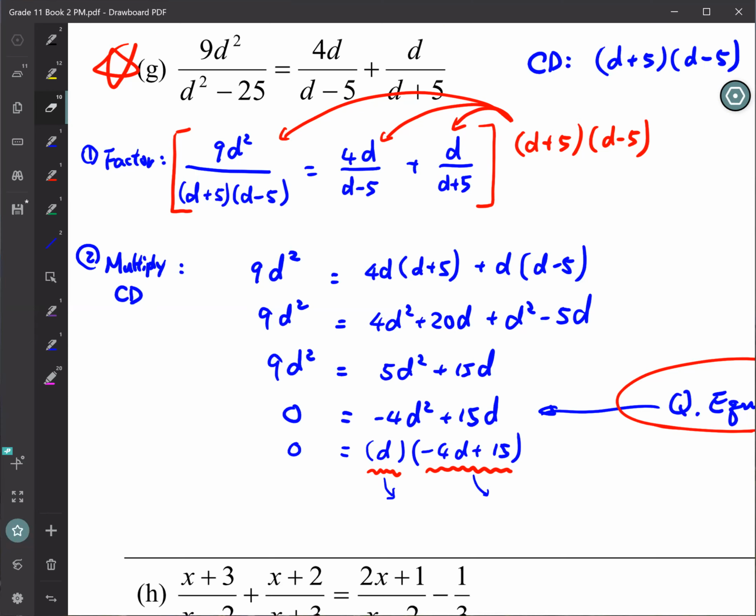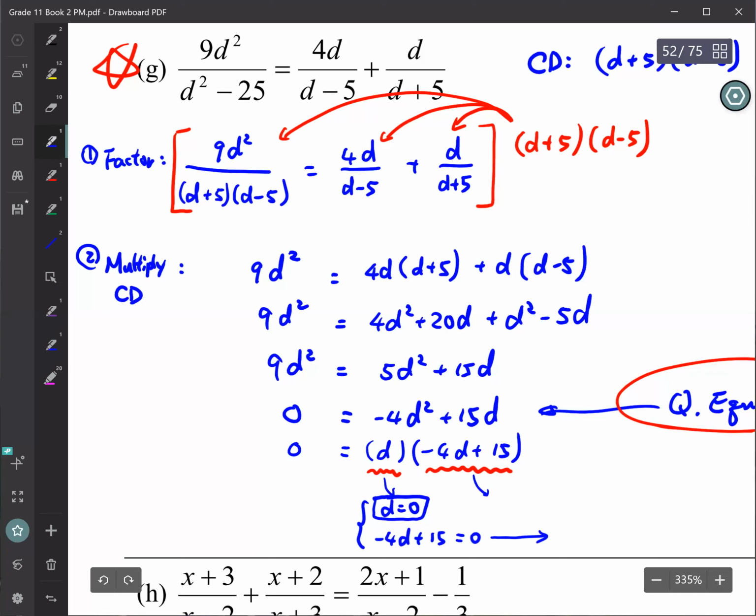Okay, you make each bracket equal to 0. We have 2 brackets here. What's the first bracket? D. Yeah, so you make D equal to 0. That's the first bracket. What's the second bracket? -4D plus 15. Yeah, and you make the second bracket also equal to 0. The first one is already solved because the D is by itself. The second one, you need to isolate D. Got it? Okay, so solve for D and tell me what you got.